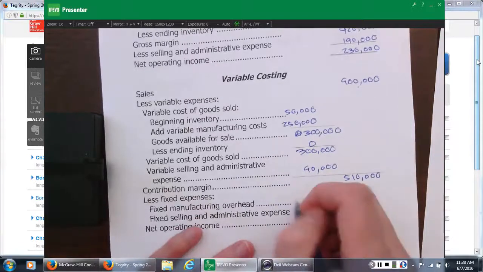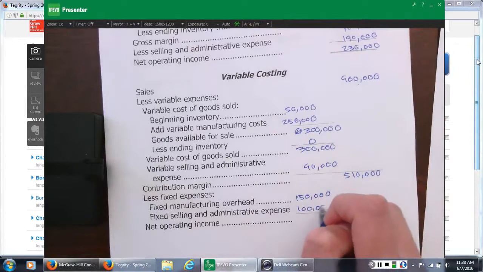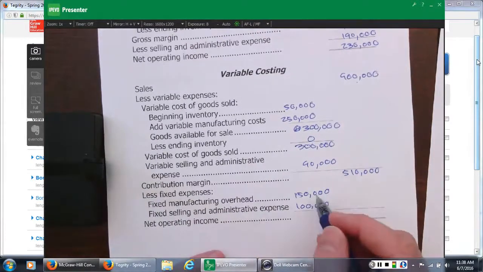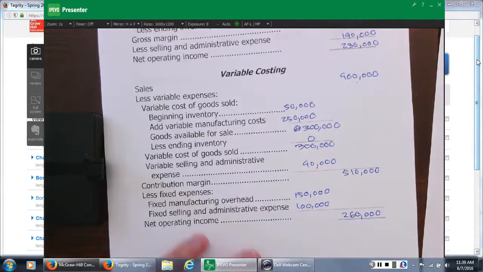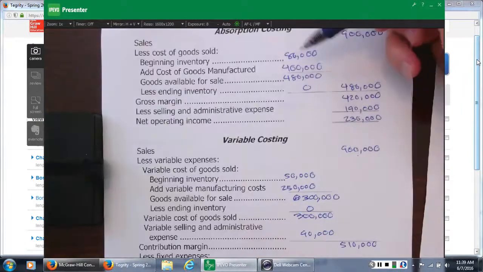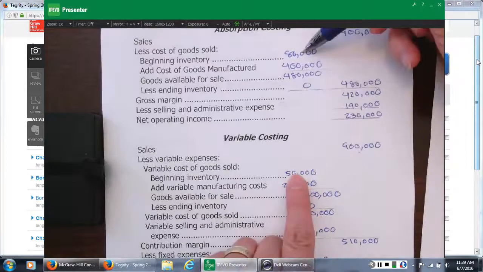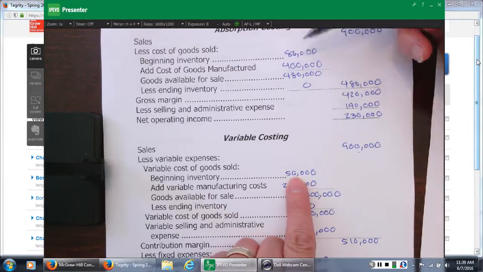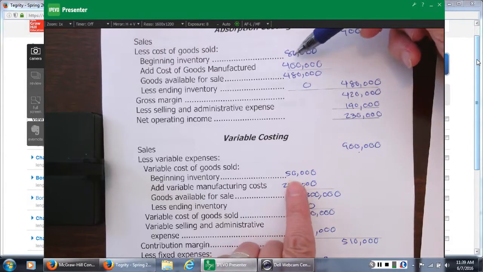Okay, we take out our fixed overhead because we're treating it as a period cost, and fixed selling and admin. The 510 minus our 250 gives us 260,000 net operating income. Okay, versus 230 up here. So what happened? Well, again, why is there a difference? There's a difference because look at the value of the beginning inventory right here. It's 80,000 versus 50,000. Again, what's the difference? $30,000. What is that $30,000? That is the 5,000 units times the $6 of fixed manufacturing overhead per unit. That's what gives us the $30,000. And that is the difference between the two methods.